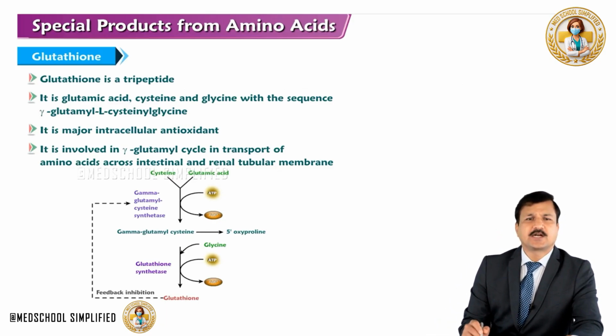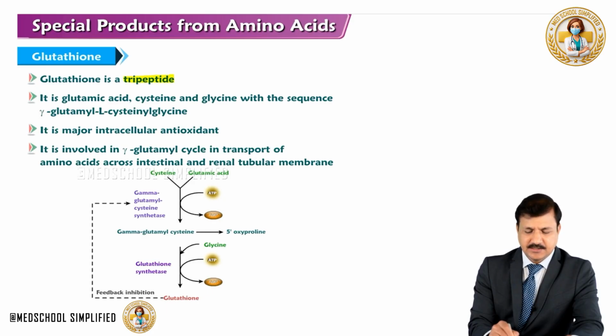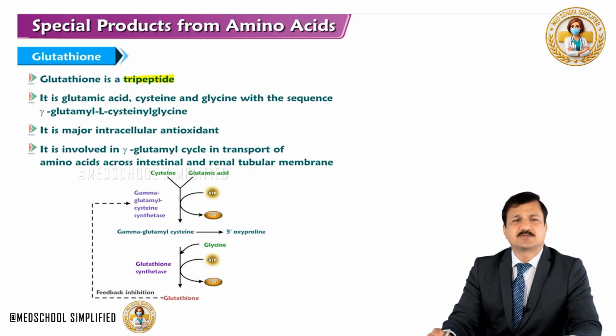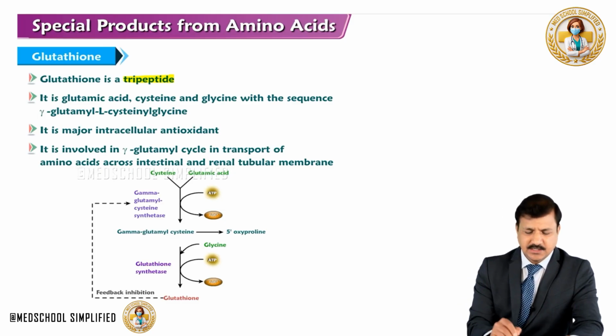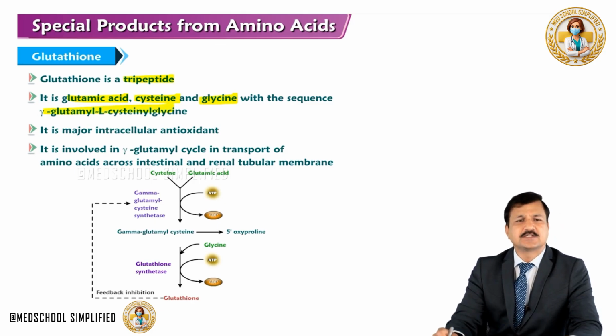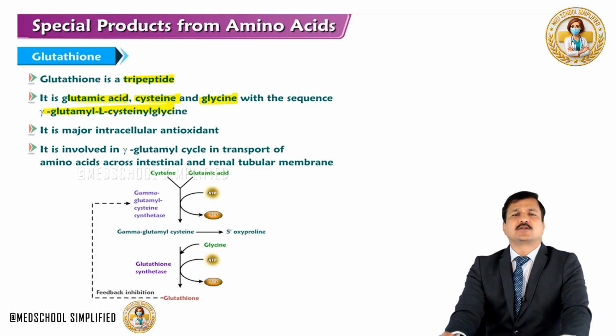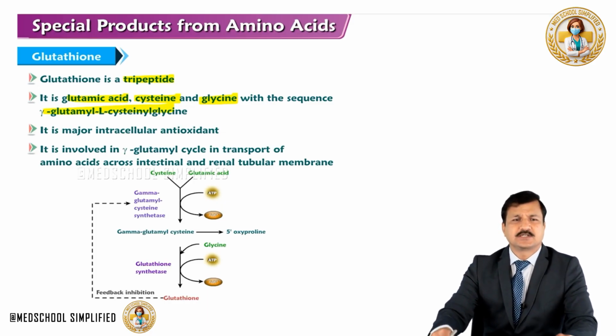Glutathione is a tripeptide. That means there are 3 amino acids present in glutathione. What are the 3 amino acids? One is glutamic acid, another is cysteine, and the third is glycine, in the sequence gamma glutamyl cysteinyl glycine. And that's how glutathione is made up.